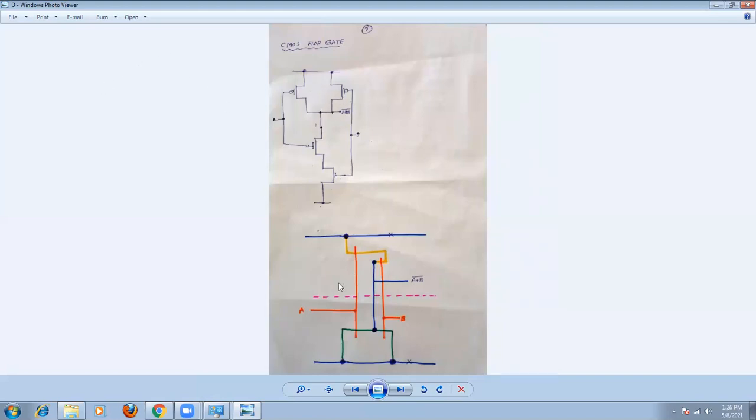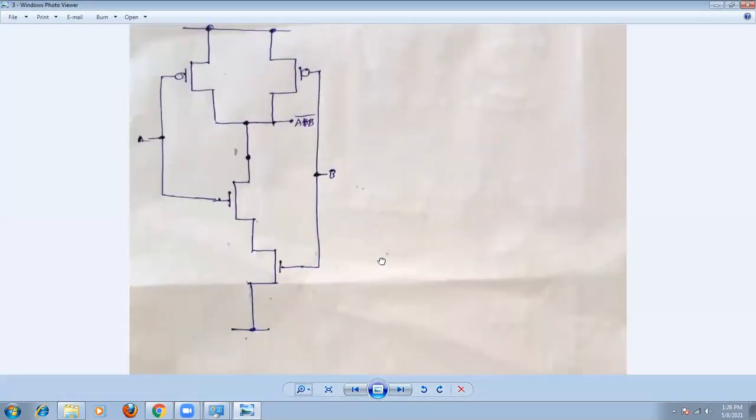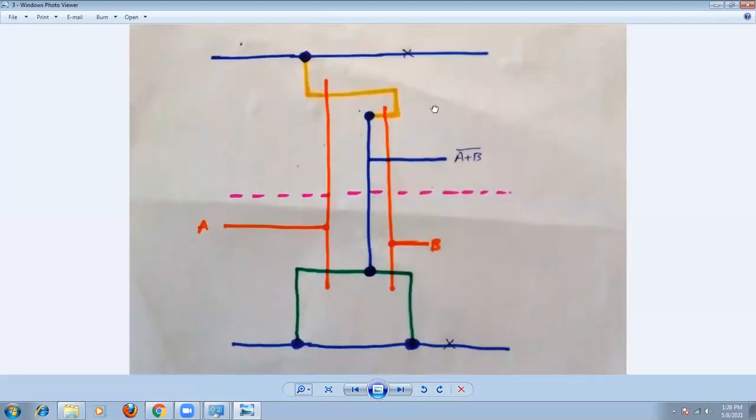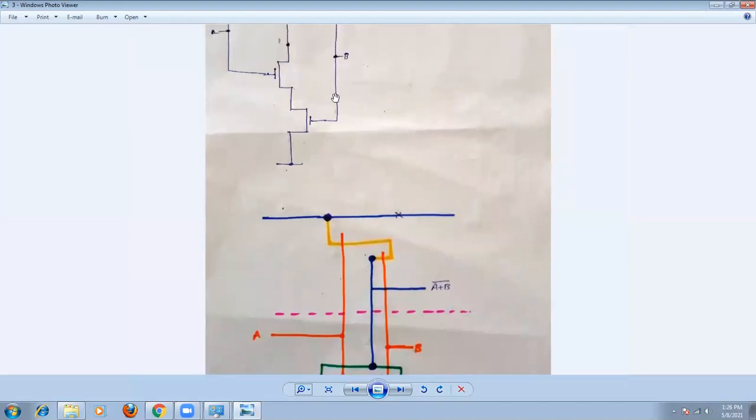So in the same way, we can draw the structure. First, take a blue color and draw a horizontal line. Take another blue color and draw another horizontal line. There must be sufficient space. Take a brown color and draw a demarcation line. This is the first thing you have to remember. And then just observe the 2 transistors.